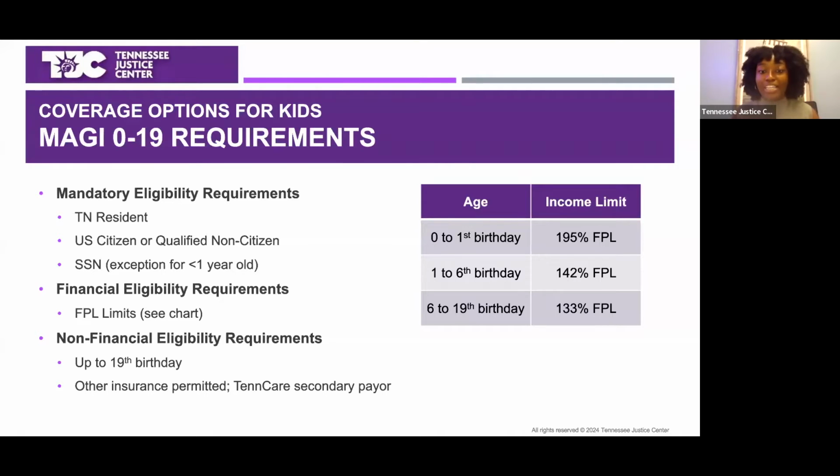And with TennCare MAGI, a child can have private insurance. TennCare will just be the secondary payer. So that means that the provider is going to bill the child's other insurance plan first, and then TennCare will pick up whatever it does not cover.